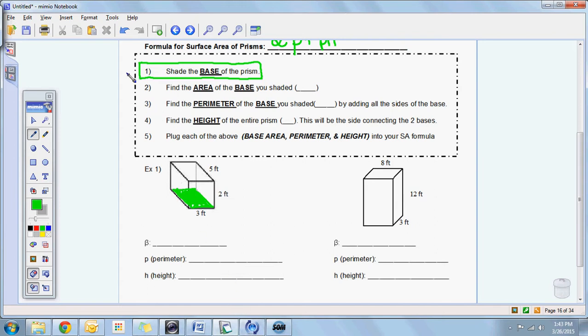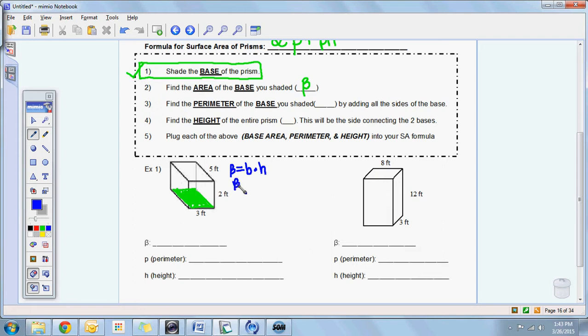Then I'm going to find the area of that base, and that's what we call the base area, and it's this funky looking B right here, B with the tail. You're finding the area of that base, and that's a rectangle. We know the area of a rectangle is just base times height. So my base area is going to be base times height because it's a rectangle, and that's how you find the area of that shape.